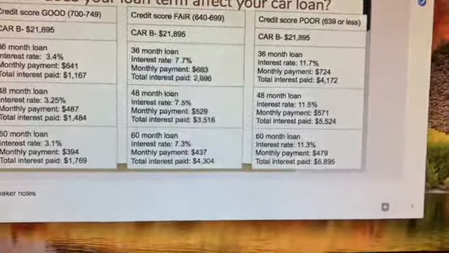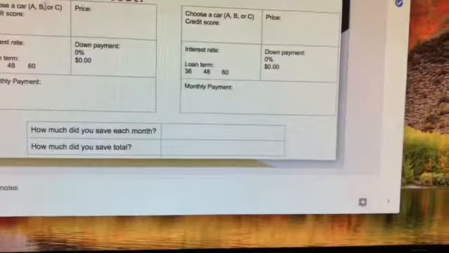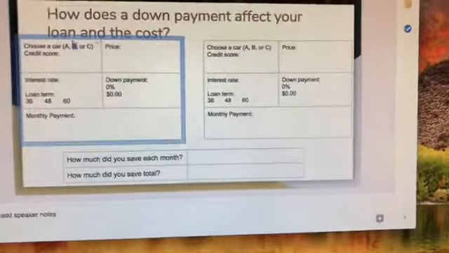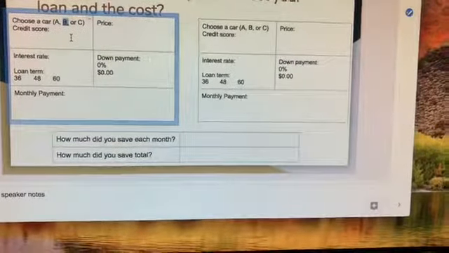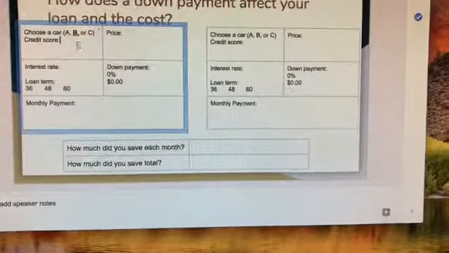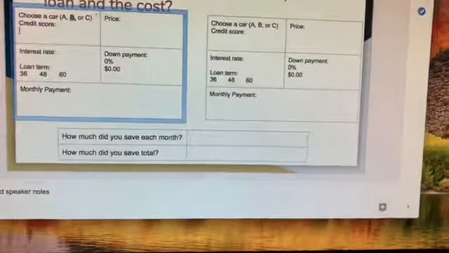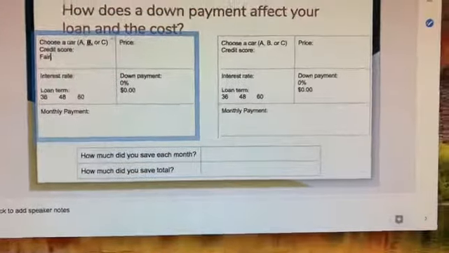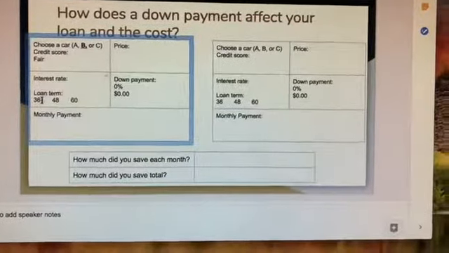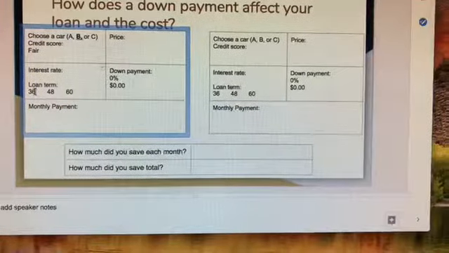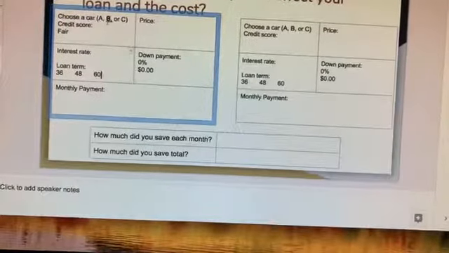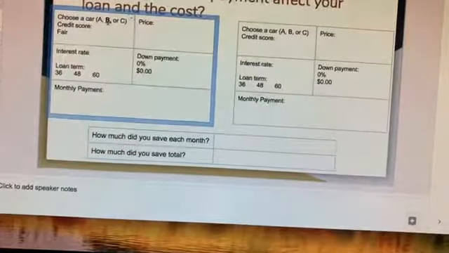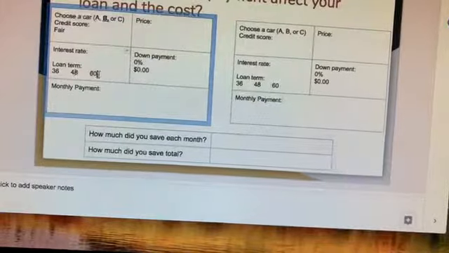So I'm going to go select car B. You can circle it on your paper. I'm just going to bold it in my computer for right now, or underline it. There we go, now it's a little more obvious. I am going to do the fair credit score example. And like I said, I'm going to do this 3 times. First time for the 36 months, then for the 48, then for the 60. But I'm going to do it for car B and fair credit score for all 3 of those examples.